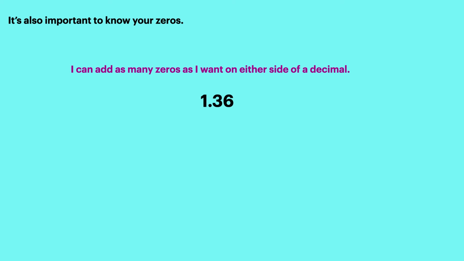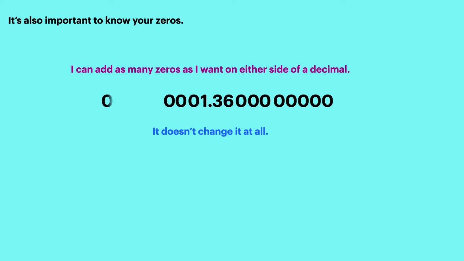It's important to know your zeros when you're looking at decimals. A funny thing is that you could add as many zeros as you want on either side of a decimal. Let's look at a decimal like this, 1.36, or 1 36 hundredths. I could put a 0 here, here, here, here, here, here. It doesn't change my decimal at all. It's still 1.36, or 1 36 hundredths. I could put as many as I wanted. It's still the same.